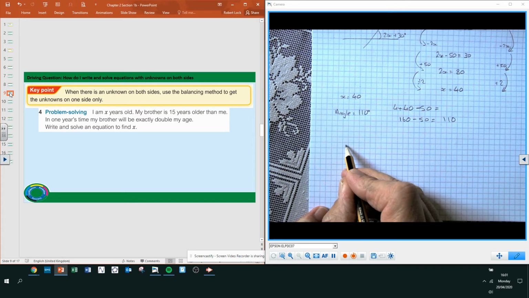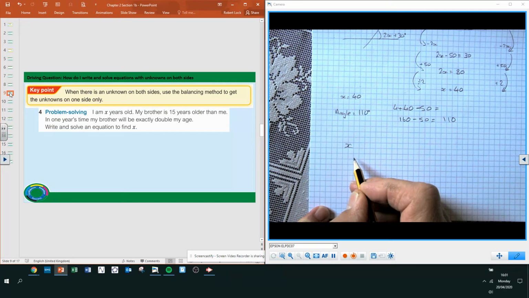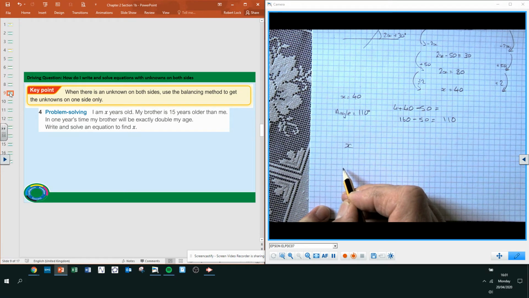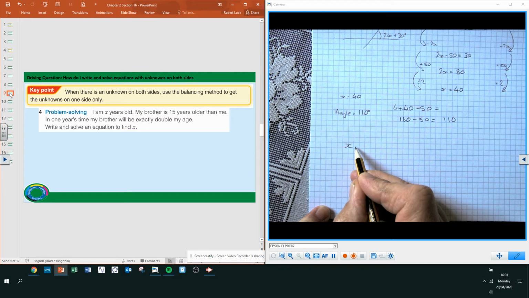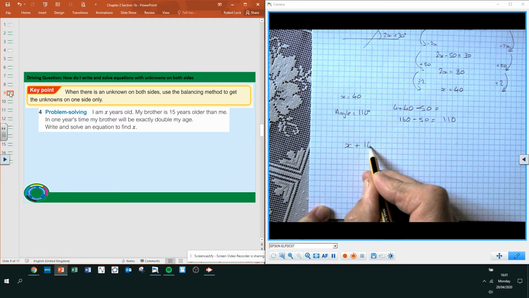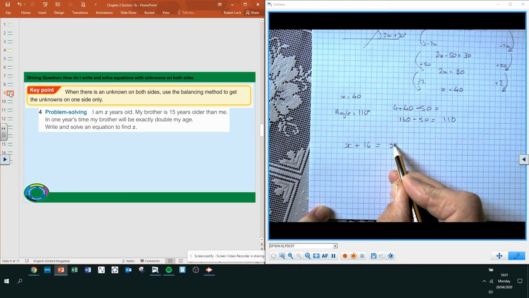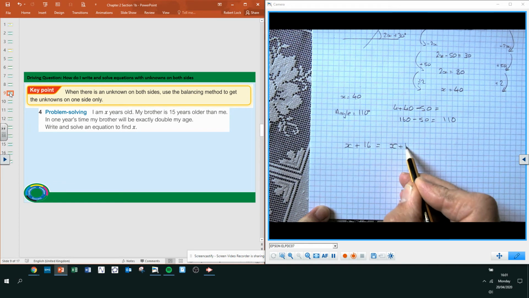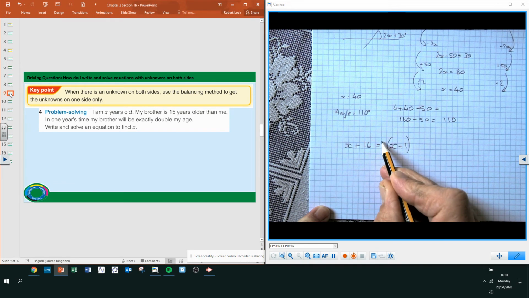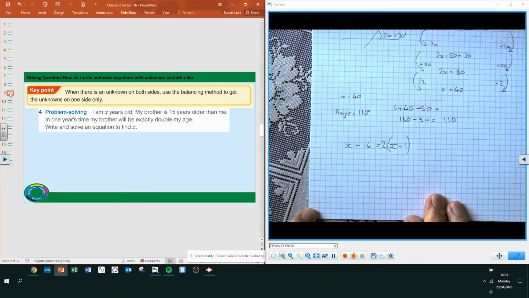So, x. My brother is 15 years older than me. So, when I'm x plus 1, he'll be, what, x plus 16. That's x plus 1 there. Be x plus 16 there. Equals, next year, age now plus 1 year next year, he'll be twice my age. Here's the equation.